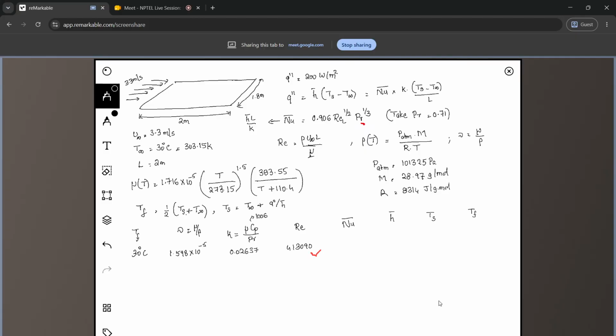So I can use this correlation and calculate the Nusselt number, which comes out to be around 579.48. Once I have the Nusselt number, I can calculate the heat transfer coefficient, 6.848. From the heat transfer coefficient, I can use this relation and calculate the surface temperature. So that comes around, I got it in Kelvin, 332.35. And now I have the surface temperature, and maybe I can write this also in Kelvin. This is 303.15 Kelvin. So these values are in Kelvin.